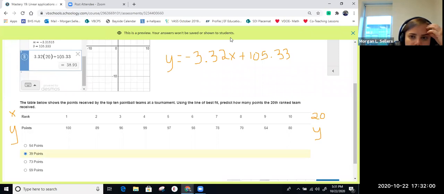All right. And so this is a prediction, line of best fit. It's usually used for statistics and predictions and things like that. So that's what these are used for. Yep, so that's that one.